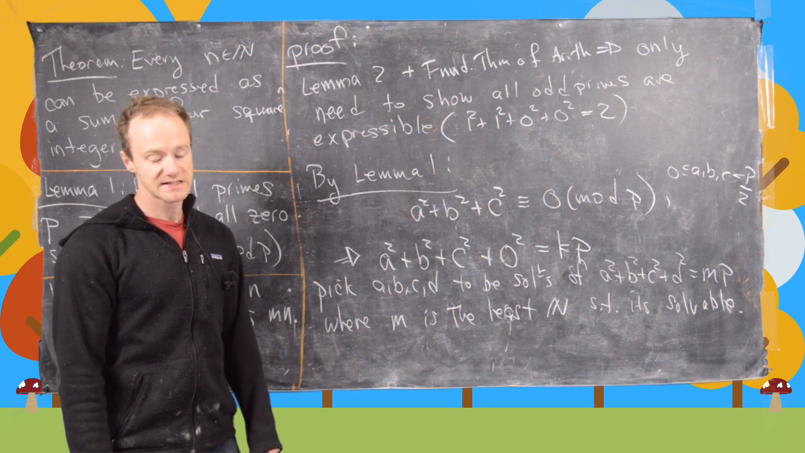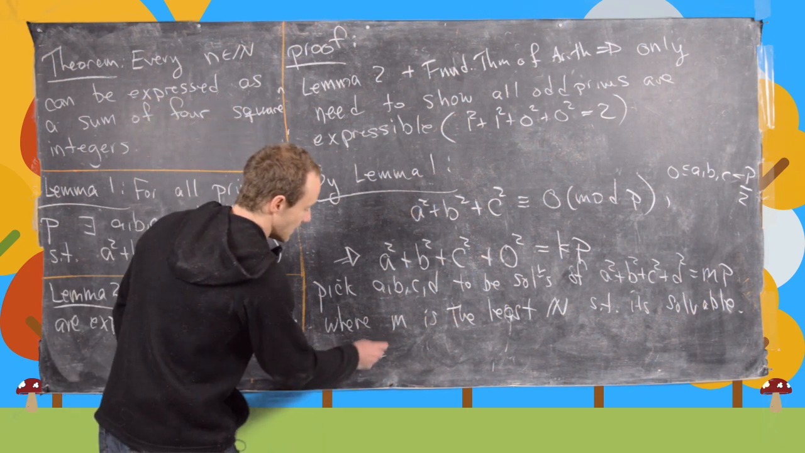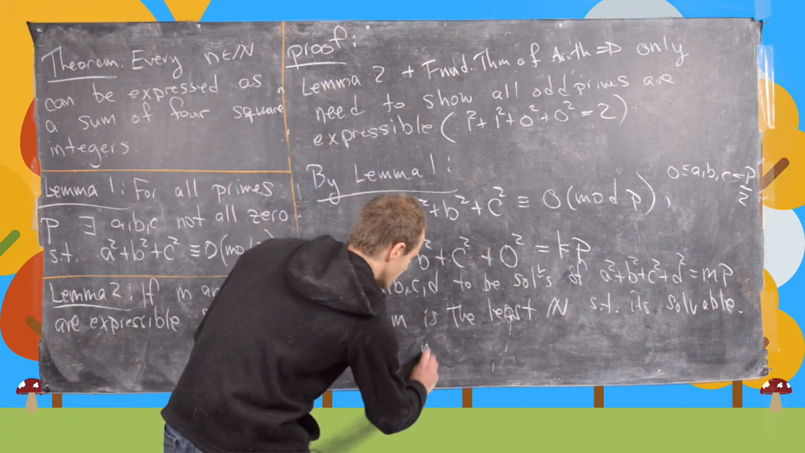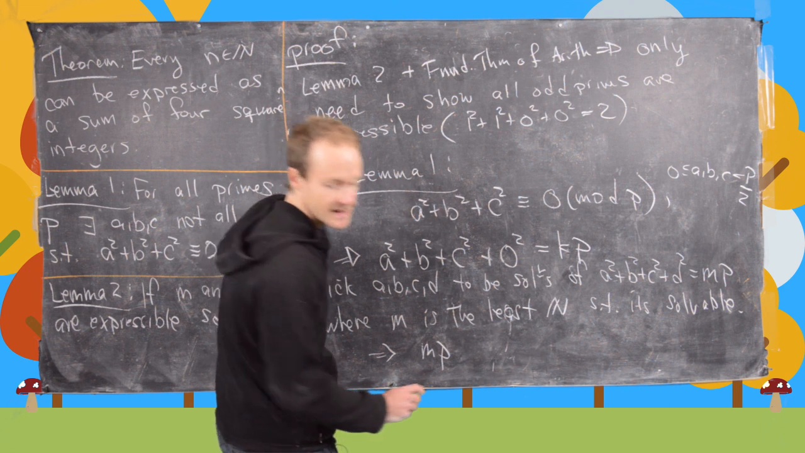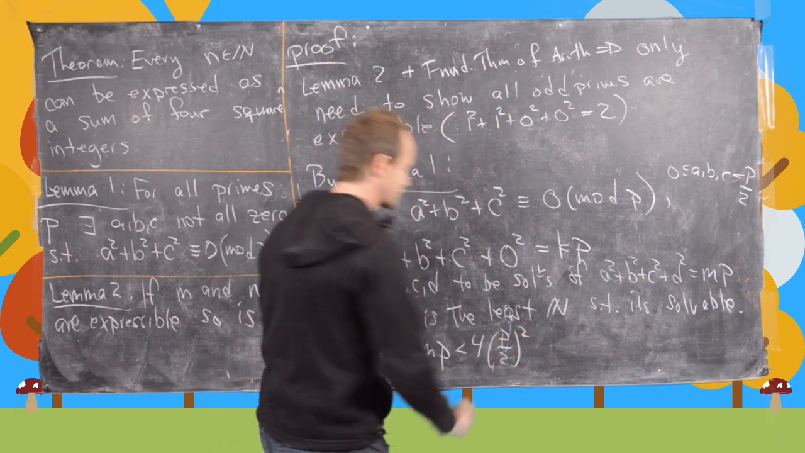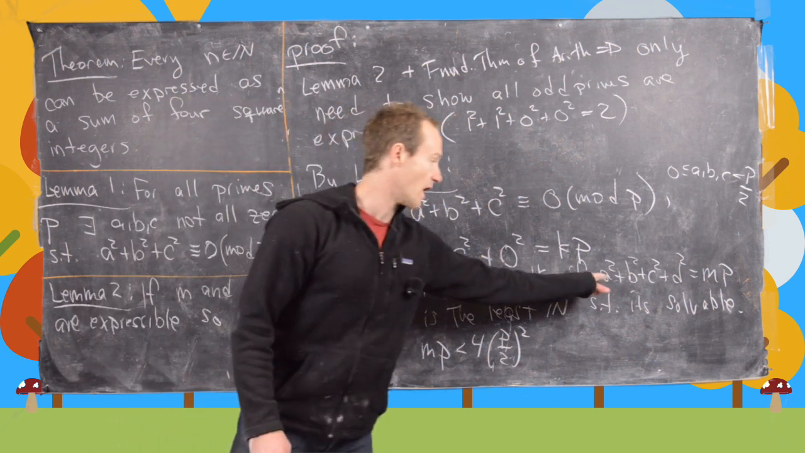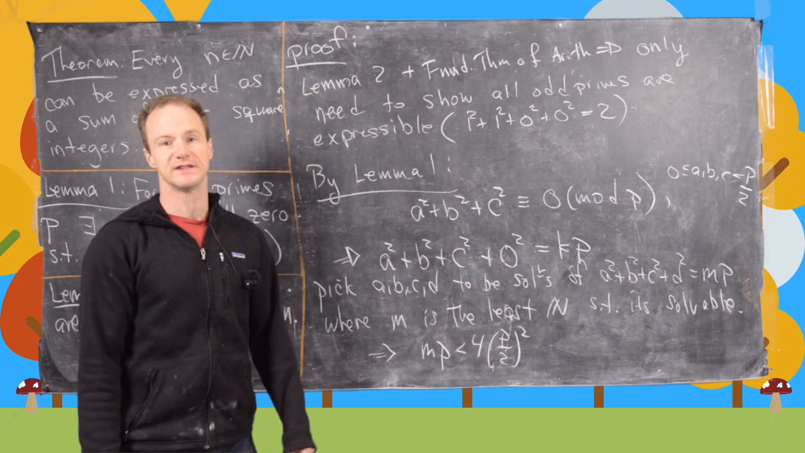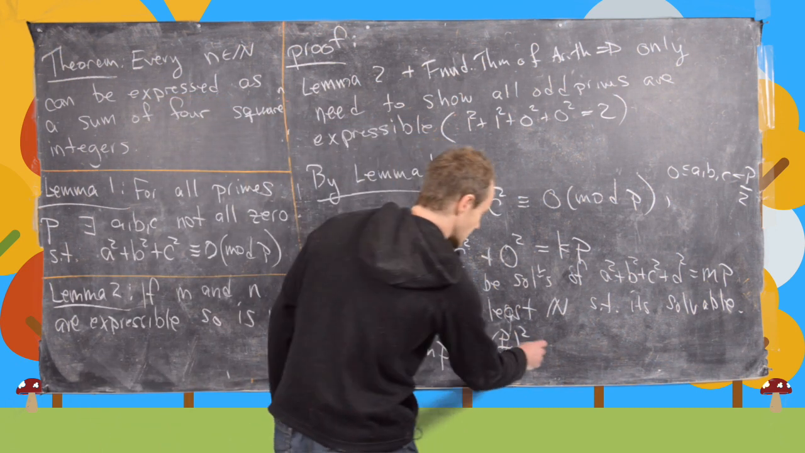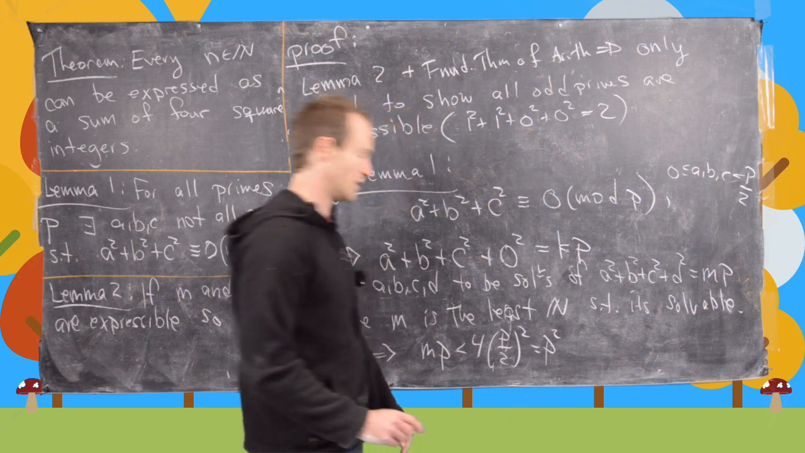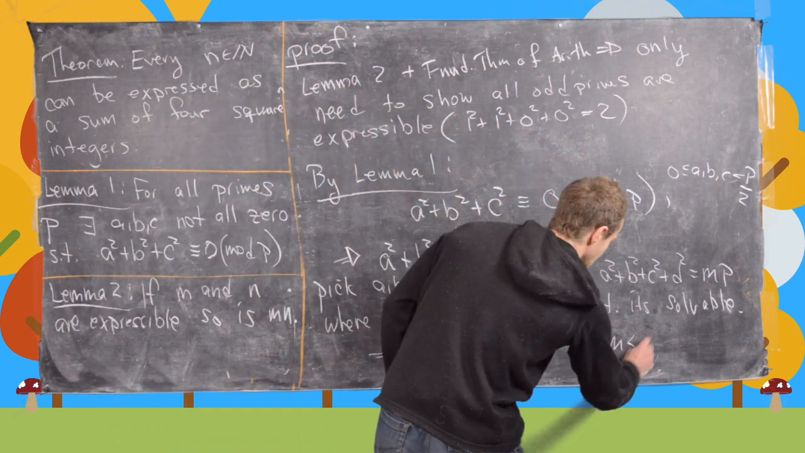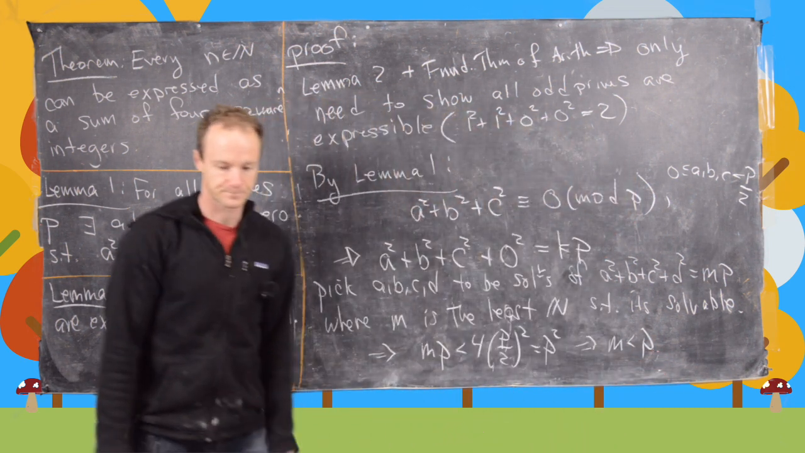Okay, now the next thing that we can notice is the following. By our inequality that we noticed over there, we have m times p is less than 4 times (p over 2) squared, because again we can take all of those to be between 0 and p over 2 by the same argument that I made before. But that's equal to p squared, sort of obviously, but that tells us that m is less than p.